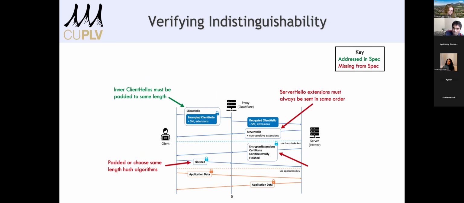So certain things have to be padded to the same length, and several hello extensions must always be sent in the same order, and such, right? So we found out things that are addressed in the spec but not actually implemented in the actual implementations, and there are things that are not even addressed in the spec. So we made recommendations of what to include in the spec and so on. Okay, so that's a very systemsy project, but nonetheless a problem where this concept of mathematical proof actually helps us, right?